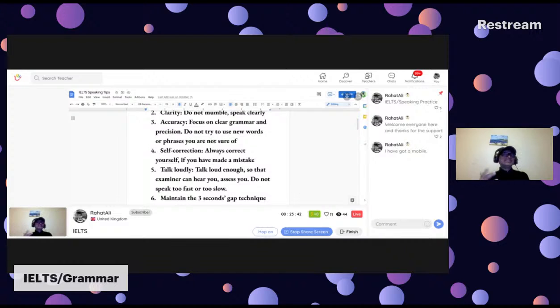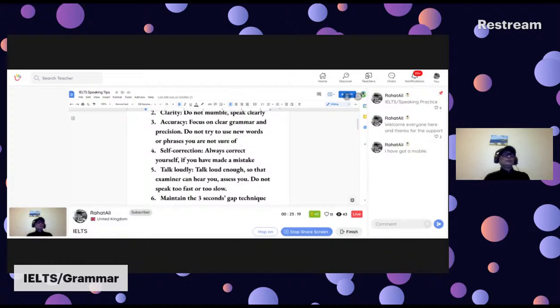Keep a medium pace. So what is the pace, the speed we should maintain? We should maintain a 3 seconds gap. This is a very unique technique in the IELTS exam. When you're talking, remember, when you choose a word, do not give a gap of more than 3 seconds, like 1, 2, 3.